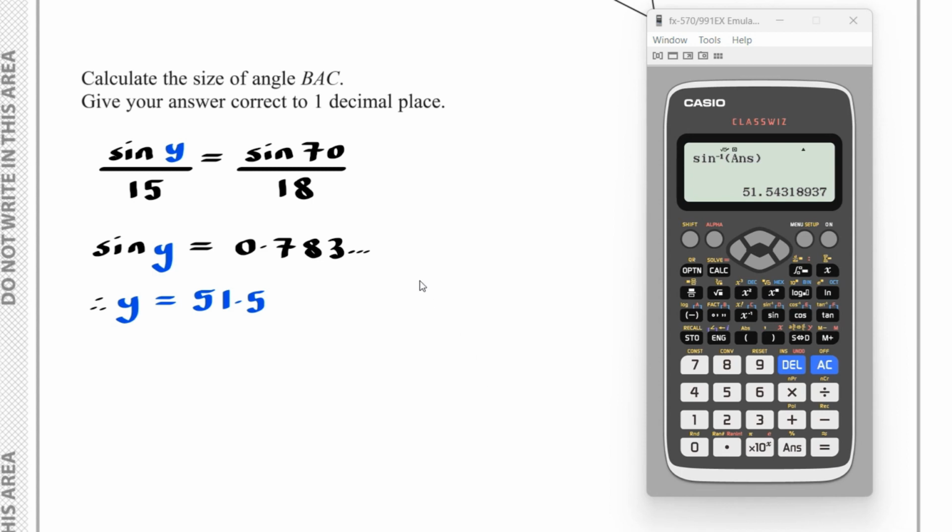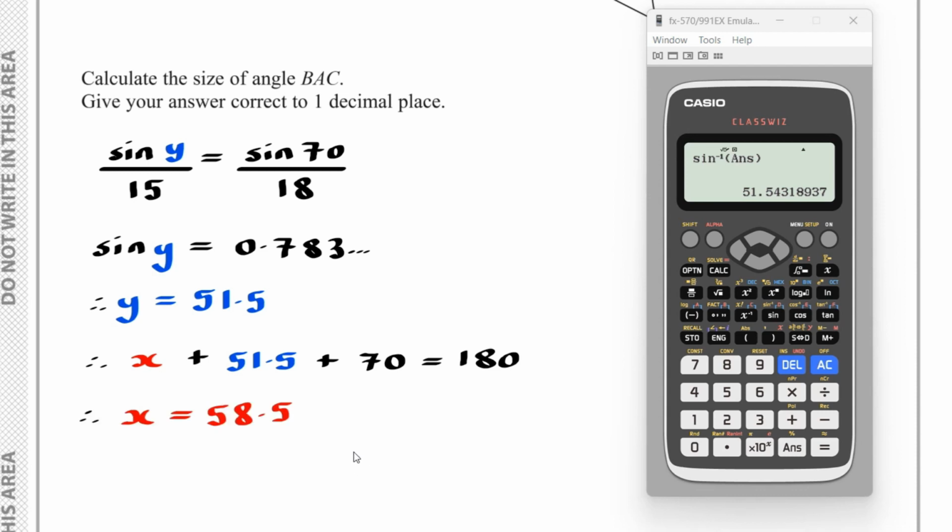So I've got angles in a triangle which add up to 180. So I've got x plus this 51.5 plus the 70 equals 180. So if I find out what x is, it's 58.5 degrees.